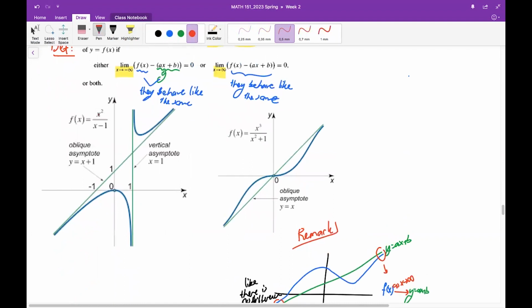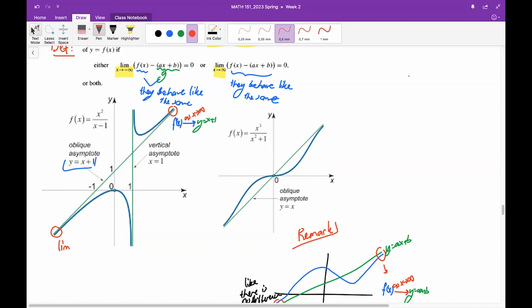Look at the behavior of the given function x squared over x minus 1. Over here and over here. Limit of this function as x goes to infinity. Maybe I should have written it like this. f of x goes to this line. This line is given as x plus 1.